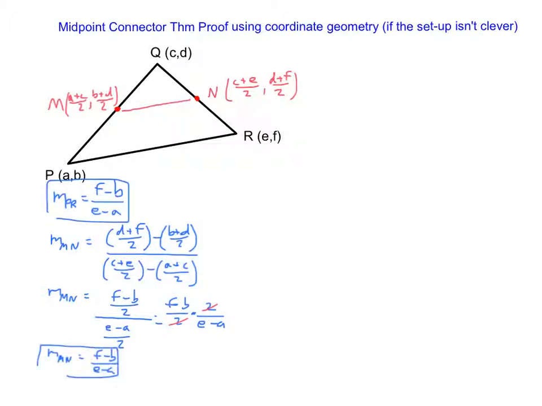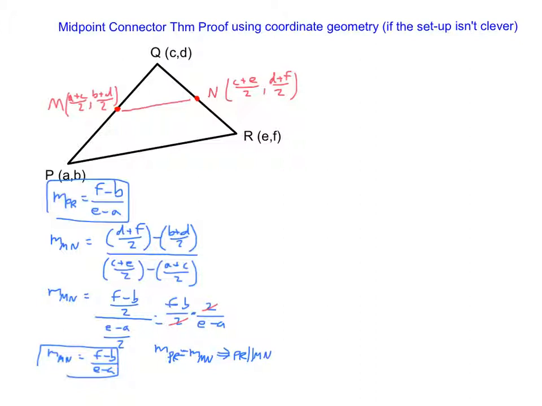Make sure, when you're doing a bunch of these calculations, that you're labeling the parts that you're finding. So what we found here was that the slope of PR was equal to the slope of MN, and that means that PR is parallel to MN. And that's half of the proof.